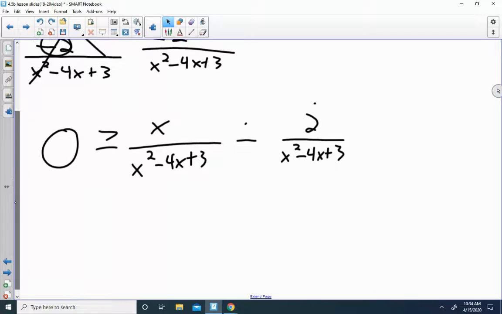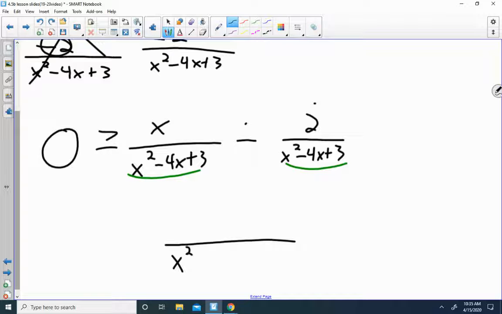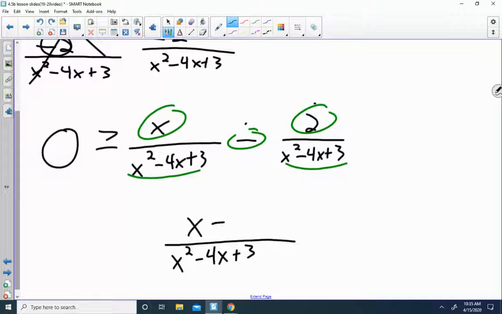Okay? And lucky for us, take a look at what we have for the denominator. They're the exact same. So when you combine them together, the final answer will also have a denominator of x² - 4x + 3. You just have to take care of the top, x - 2. And of course, you can't really combine those, so you just put x - 2 on top. And you'll still have 0 greater than or equal to that.